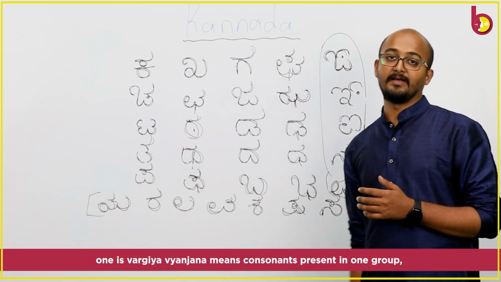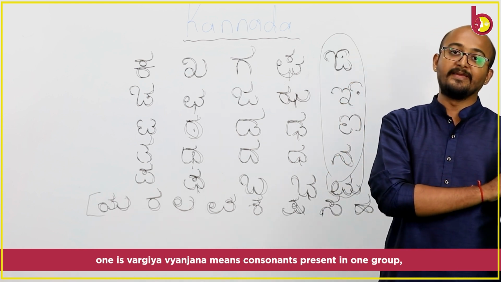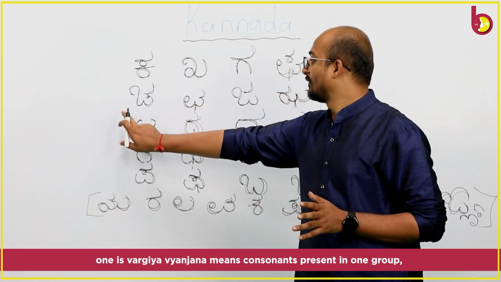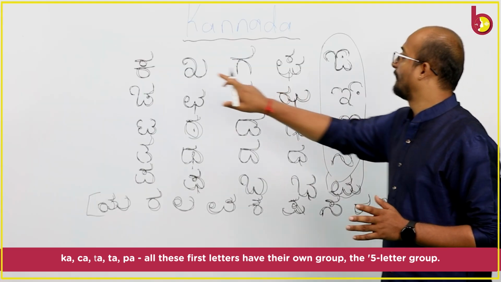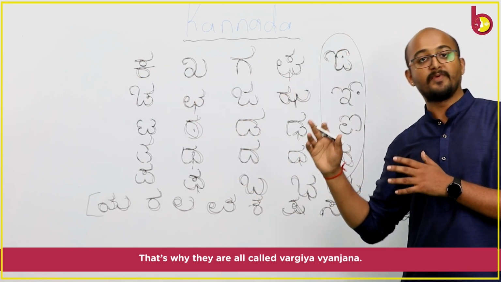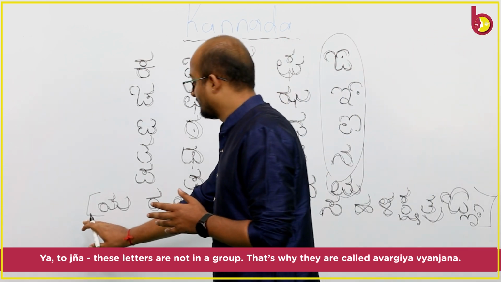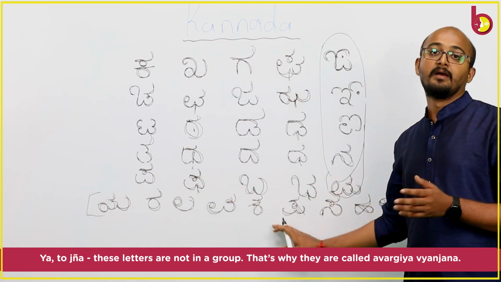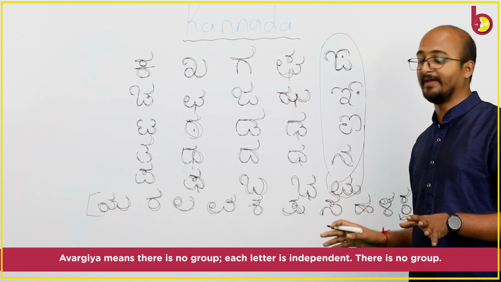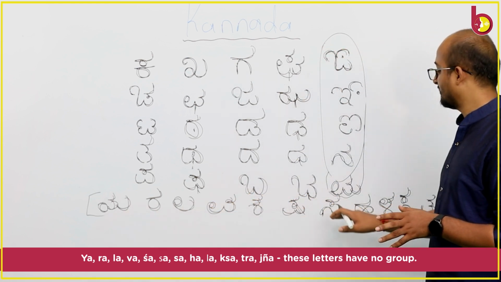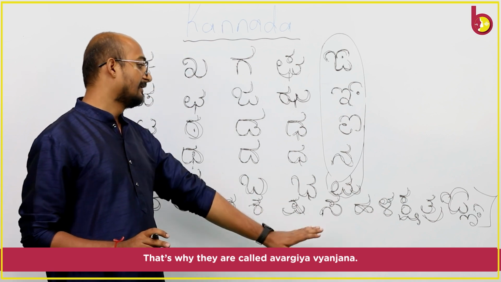One type is Vargiya Vyanjana. Vargiya Vyanjana means they are all in one group, each and every group. Who all are in the group? Ka, cha, ta, ta, pa. All first letters have their own group of five letters. That's why they are called Vargiya Vyanjana. And also ya to gna. There is no group, that's why this line is called Avargiya Vyanjana. Avargiya means there is no group. Each and every letter is independent, different. Ya, ra, la, va, sha, sha, sa, ha, la, ksha, tra, gna. These letters have no group. That's why they are called Avargiya Vyanjana.